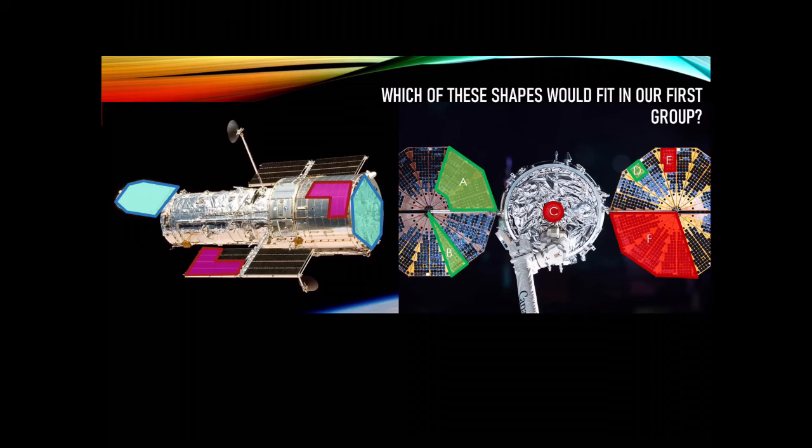Let's look at shape A. It is closed. Let's figure out how many sides it has. 1, 2, 3, 4, 5, 6. It has 6 sides and 1, 2, 3, 4, 5, 6 corners. Yes, it would fit. It's a hexagon, so it would fit in our first group.